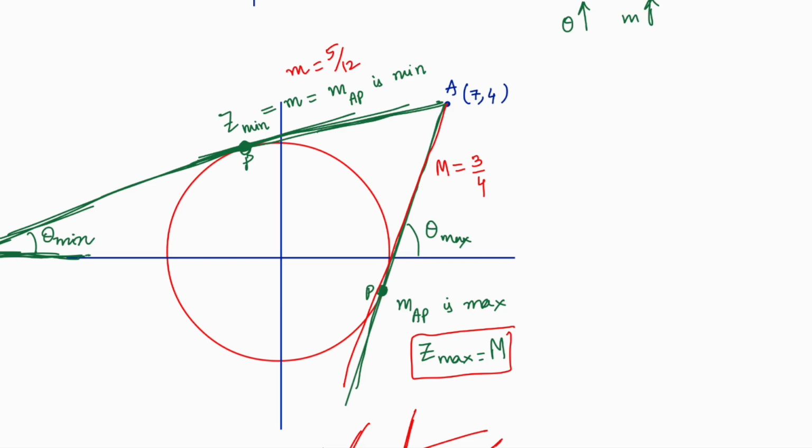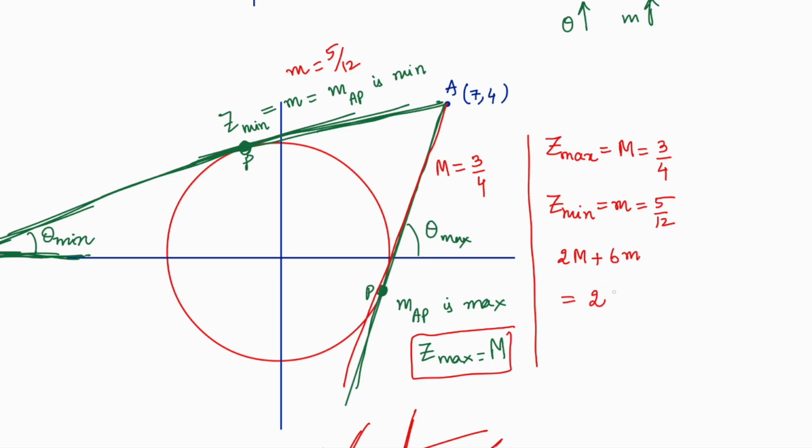So what is the demand of the question? Z max, that is the maximum slope of AP, is 3 by 4. Z minimum, that is the minimum slope of AP, is 5 by 12. They are asking us to calculate 2 times capital M plus 6 times small m, which would be 2 times 3 by 4 plus 6 times 5 by 12, which is 3 by 2 plus 5 by 2, which is 8 by 2, which would be 4. So this would be our answer to this question.